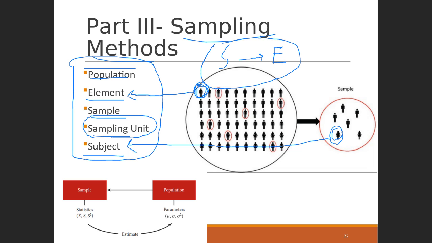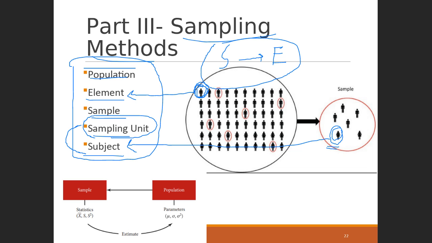Okay, so what is a sampling unit? A sampling unit refers to a singular value within a sample database. For example, if you are conducting research using a sample of university students, a single university student would be a sampling unit. So what is the difference between sampling unit and subject? Because a subject is also a single member of the sample.